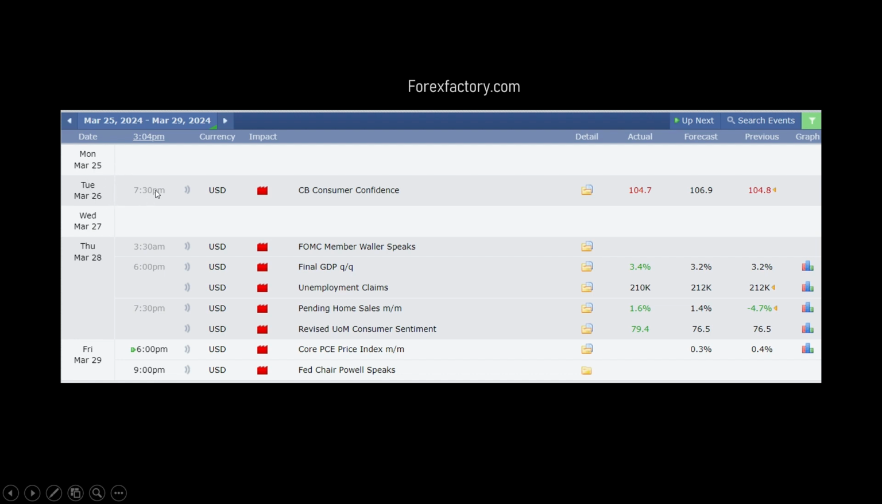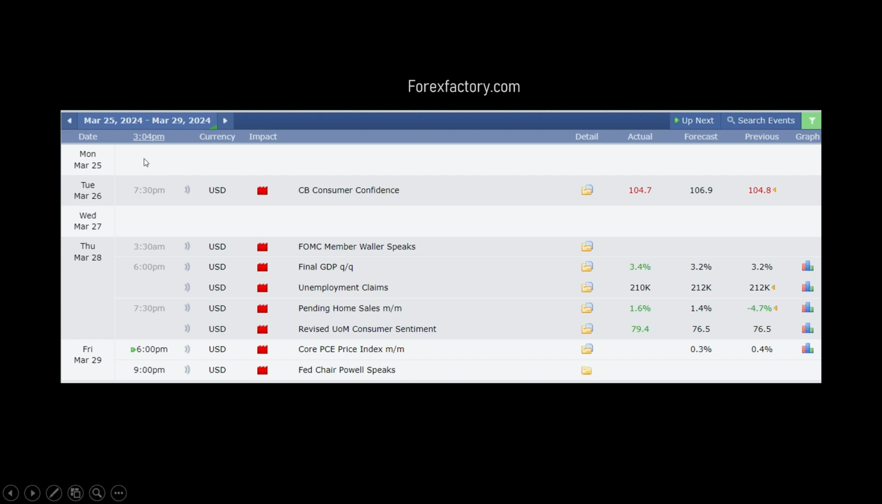Tuesday, you can see we have this 7:30 p.m. USD CB consumer confidence news, so I can look for trade on Tuesday. Wednesday, we don't have any high impact news, so again we can ignore trading Wednesday, because we can anticipate that Wednesday is going to be a lower probability setup. Thursday, we have a bunch of high impact news, so we can look for trade on Thursday, and Friday also we have red folder news, so we can look for trade on Friday as well.